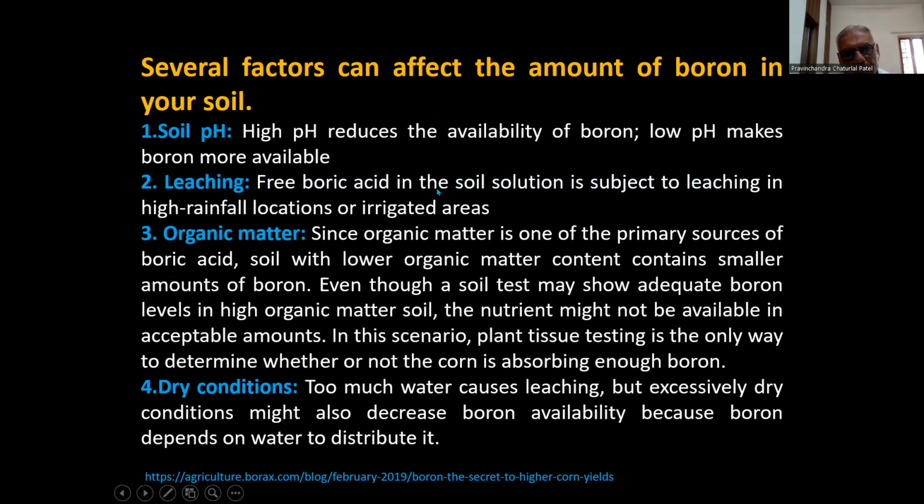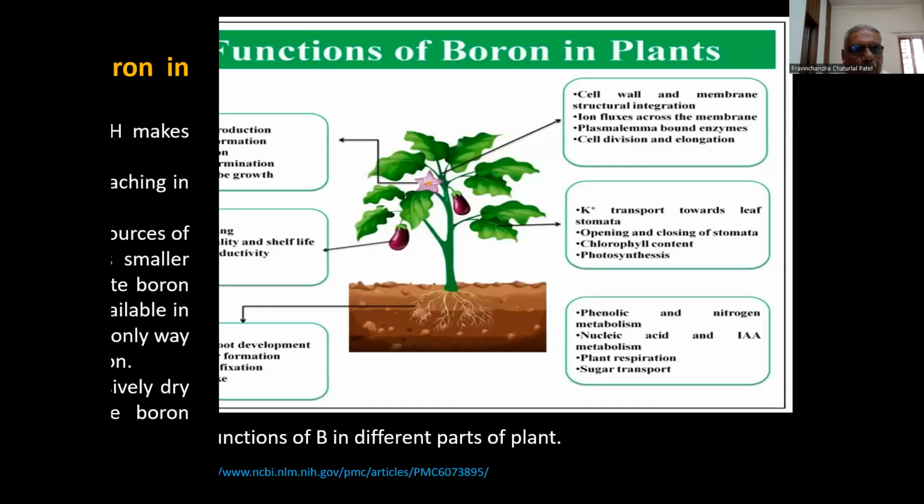Leaching: free boric acid in the soil solution is subject to leaching in high rainfall locations or irrigated areas, particularly in sandy or sandy loam soil, organic matter, and dry conditions. Too much water causes leaching, but excessively dry conditions might also decrease boron availability because boron depends on water to distribute it. Boron is dissolved in water and then distributed to the plant parts.